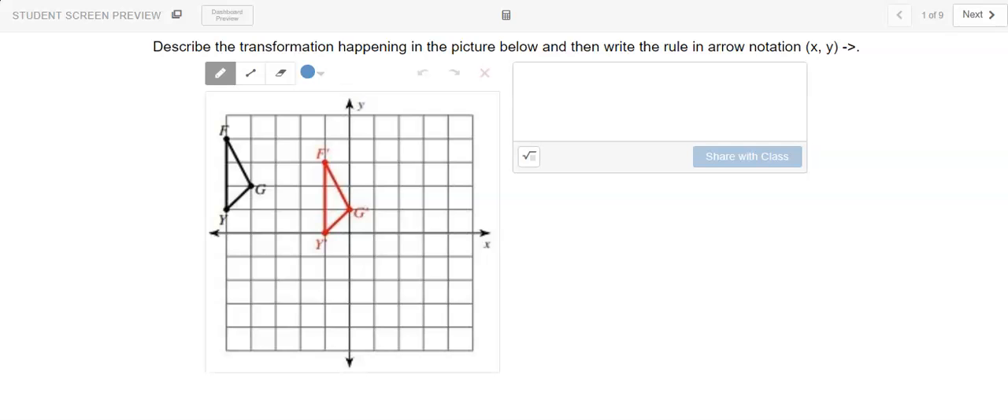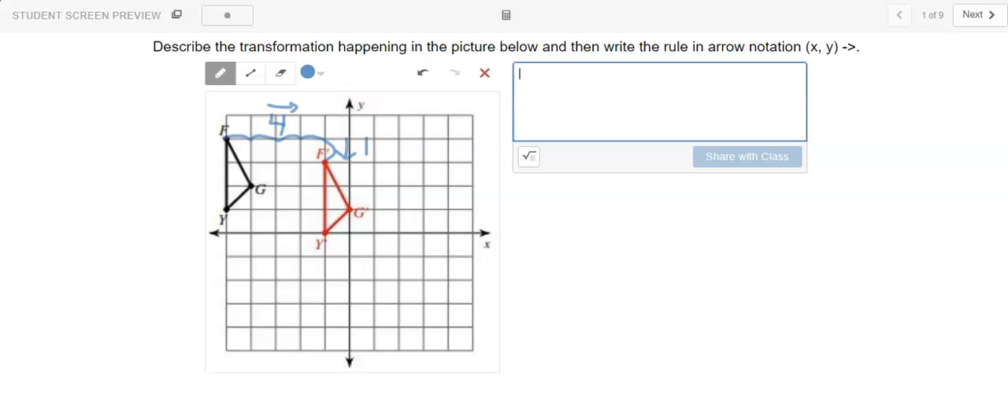Alright, so we're going to go over our study guide. In this one I'm asking you to describe what transformation happened and then write the rule for what happened. If you look, F started here on the left and now F prime is kind of here in the middle. So what actually happened is that it moved 1, 2, 3, 4 to the right, and it ended up going 1 down.